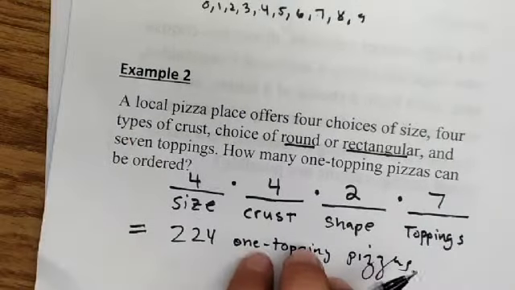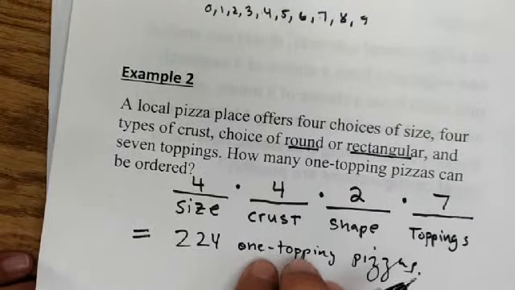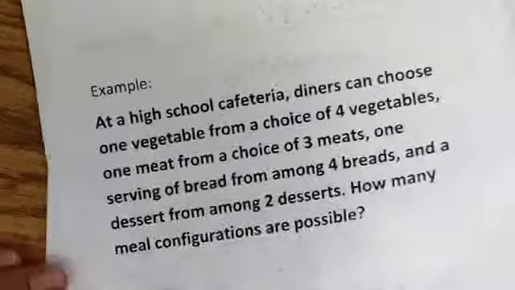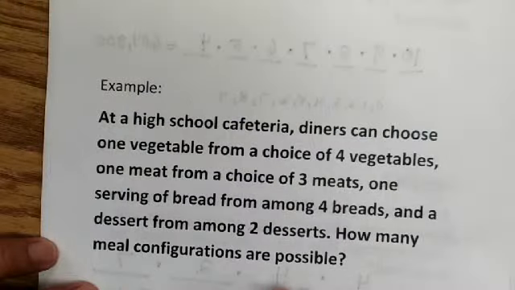So, what you're doing is, in essence, counting the choices and multiplying. If you look at your textbook on page 660, it tells you in the little green box the sequential counting principle.